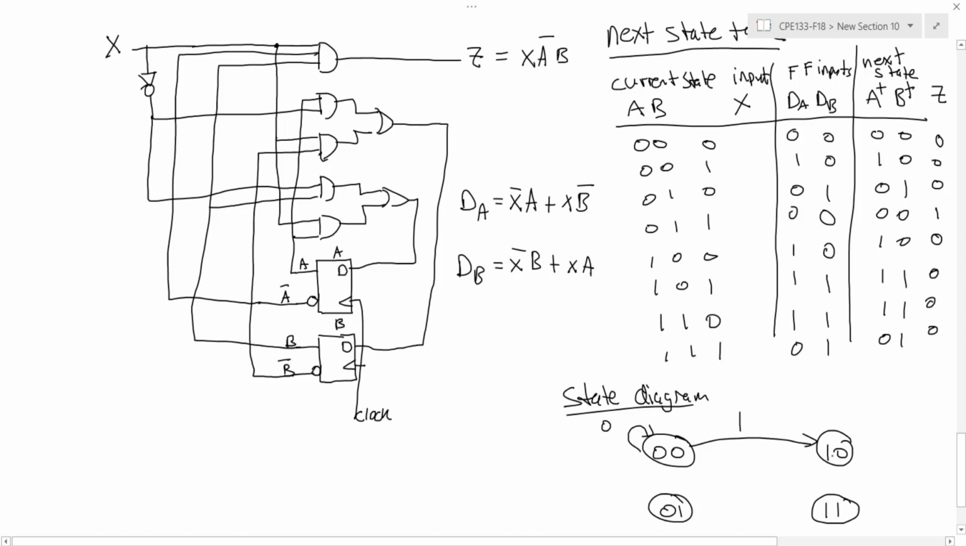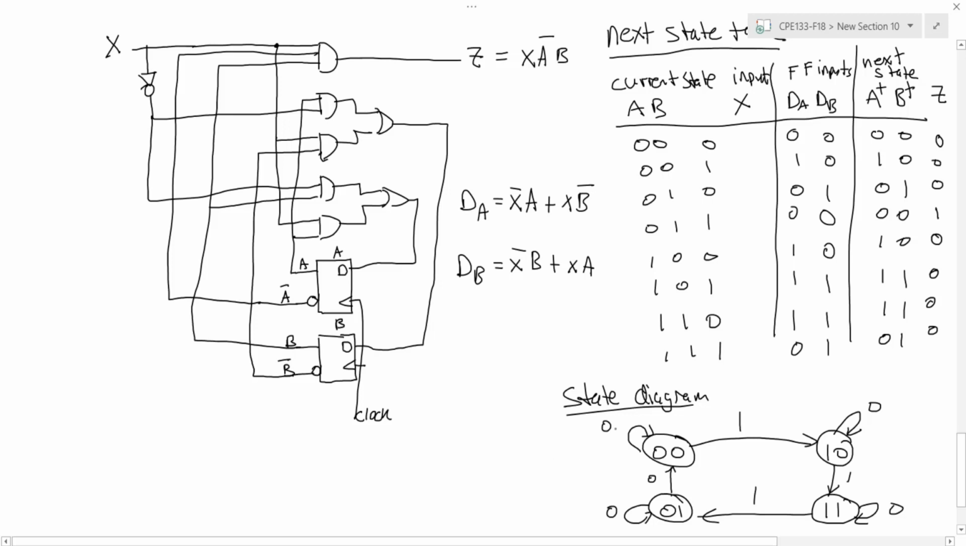In state 2, or 1 0, if my input's a 0, again I stay in the same state, 1 0. But if my input's a 1, then I go on to state 3. From state 3, if it's a 0, I stay in the state again. And if the input's a 1, then I transition to state 1. And then from state 1, again, starting to see a pattern here, if my input is a 0, I stay in state 1. And if it's a 1, then I transition to state 0.